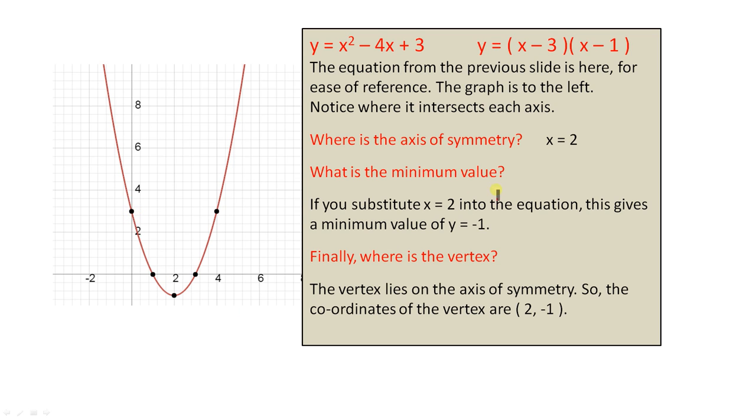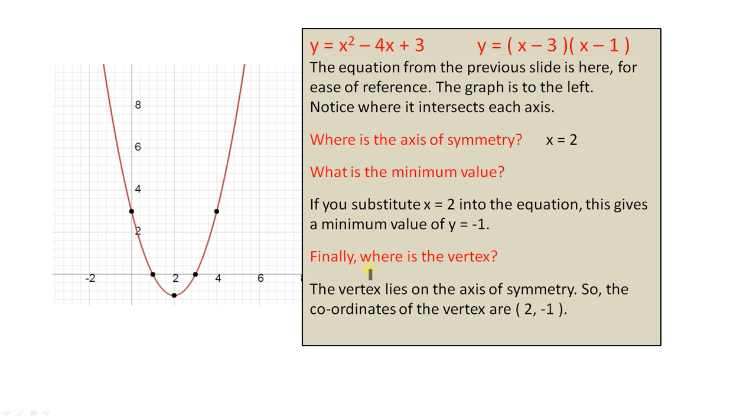Now what is the minimum value? If you substitute x equals 2 into the equation, this gives the minimum value of y equals minus 1. The reason you substitute x equals 2 is because that is the axis of symmetry. So along the axis of symmetry you have the lowest point of the parabola. So the minimum value is y equals minus 1.